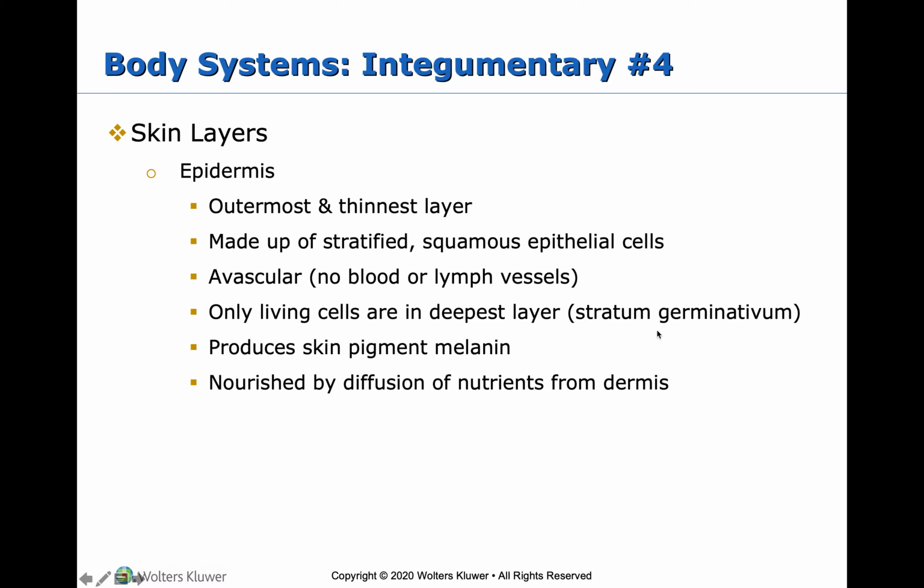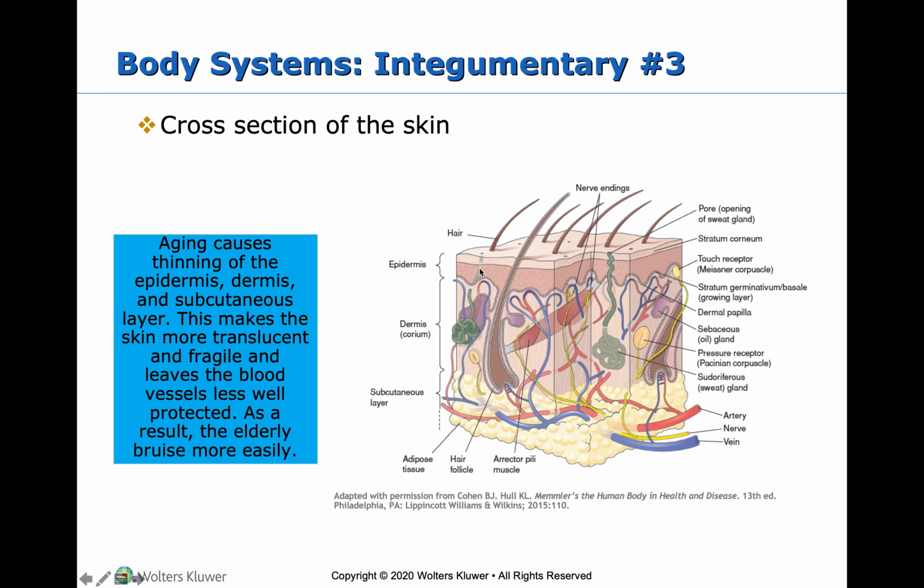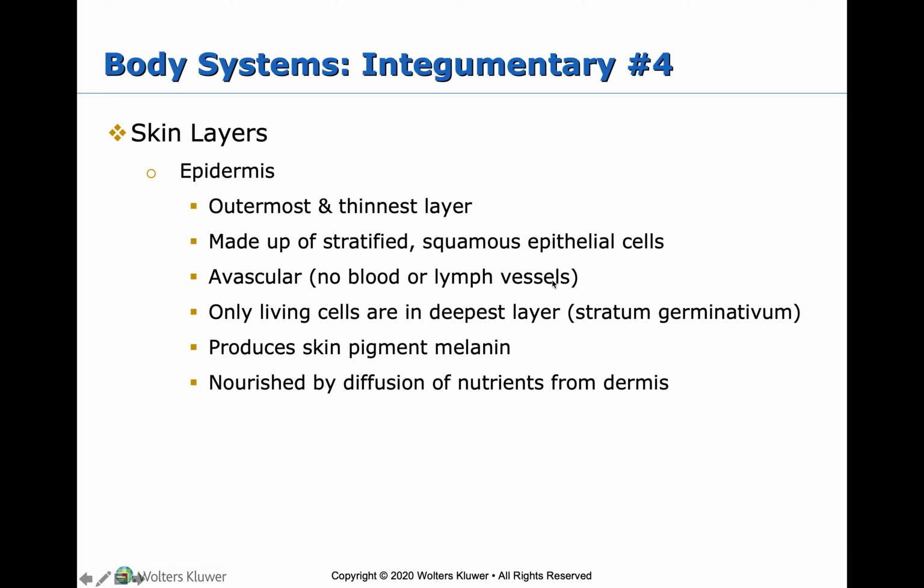And the deepest layer, the stratum germinativum, it actually gets, I don't think it shows it on here, does it? Oh, right here. Okay. So this layer of cells right here gets blood supply from these little capillary beds. And all of these cells in the higher portions of the epidermis are dead skin cells. It also produces your skin pigment, melanin, and it is nourished by diffusion of nutrients from the dermis.